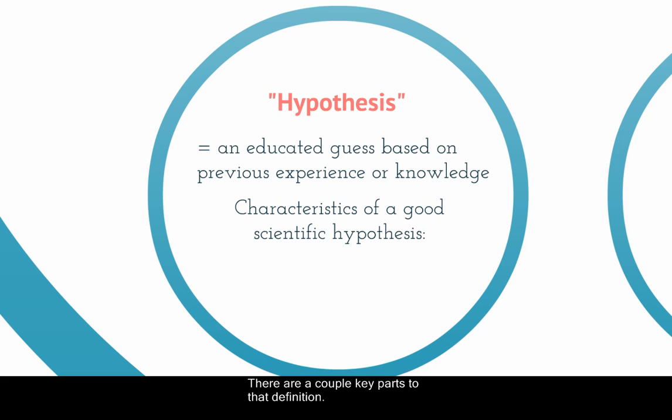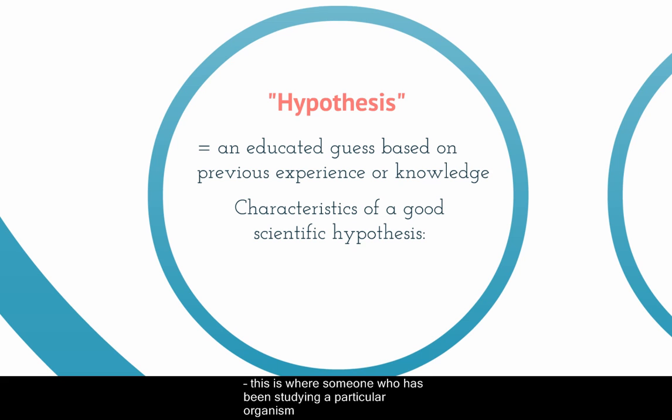And there's a couple key parts to that definition. So, educated guess. It has to be something based on prior knowledge. It can't be just a wild guess with no basis in any kind of background or fact. So, why are pallid bats in oak woodlands? Because the aliens put them there. That's maybe not an educated guess. That's a guess. Based on previous experience or knowledge.